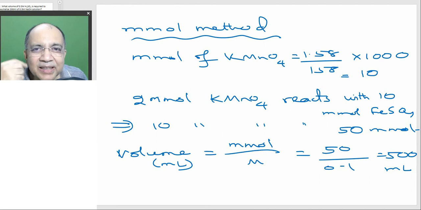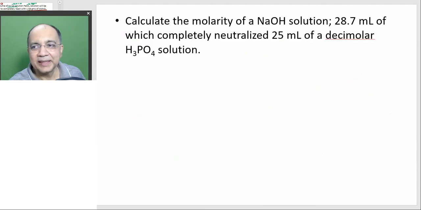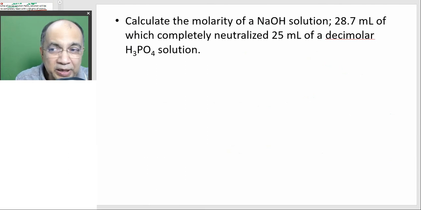I like the milli concept, both millimole in the mole method and milliequivalent in the normality method. Right? Calculate the molarity of NaOH solution. 28.7 ml of such a solution completely neutralizes 25 ml of a decimolar phosphoric acid solution.